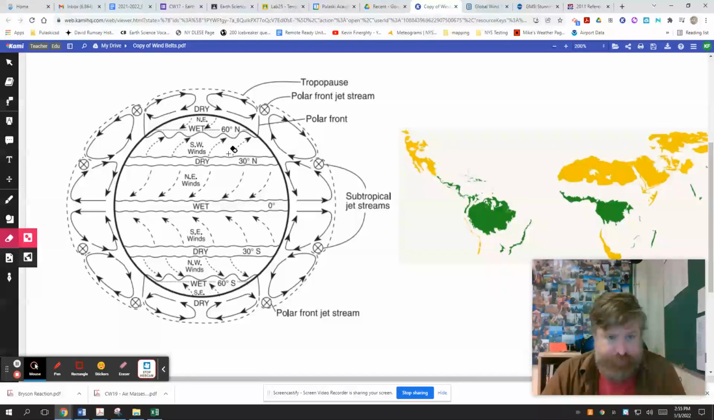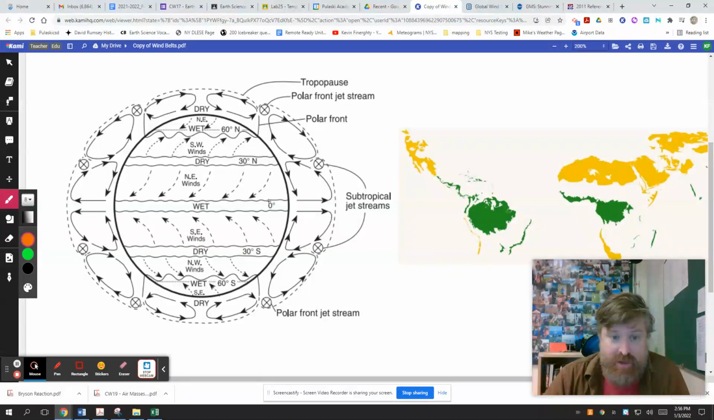What do we got here? Let's look, and here's how easy some of these questions are going to be. At 0 degrees, it's wet. I don't know if you want to highlight these or not. At 30 degrees, it's dry. At 60 degrees again, it tends to be wet. Now, the why on that gets a little complicated, and again, we'll get into that.